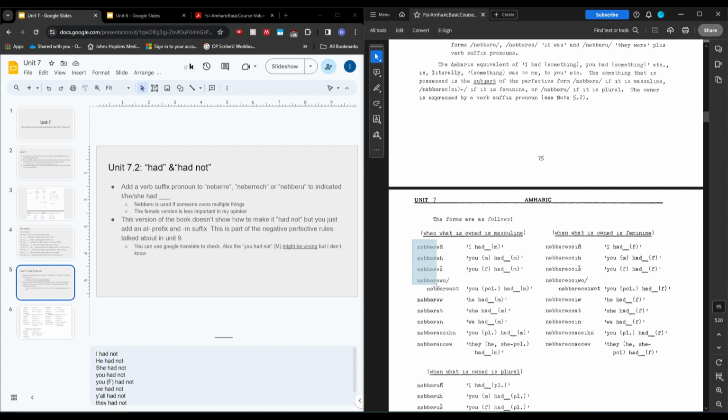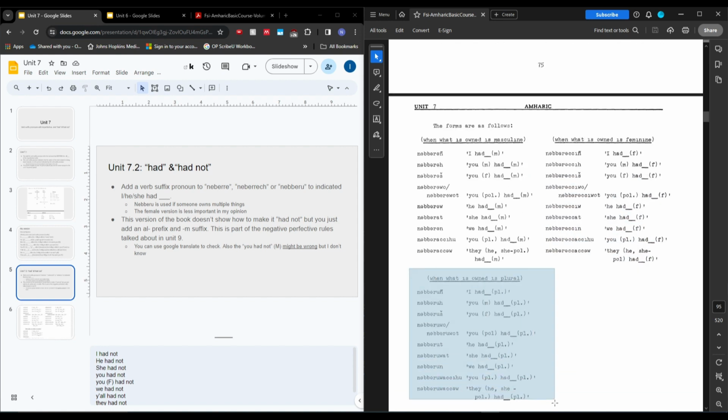So again, all these are going to look like nebere, which means it was, but then you add these verb suffix pronouns, and it changes the meaning. So neberen is I had, nebere you male had, neberesh you female had. Skipping the urso tense, nebro he had, neberat she had, neberein we had, neberachuhu you all had, and neberacho they had. Same idea for all of these.